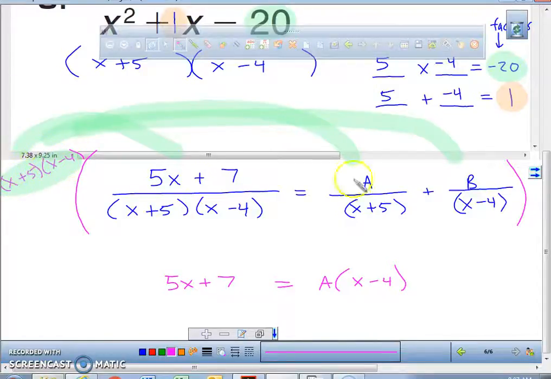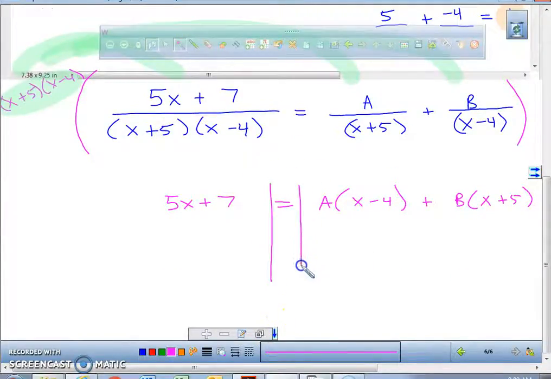If we take all of this and multiply it to B, what's going to cancel out? The x minus 4s. And we're left with an x plus 5. Everybody should have this right here. This is the hardest part to get to. At this point, it's relatively easy to solve from here on in.